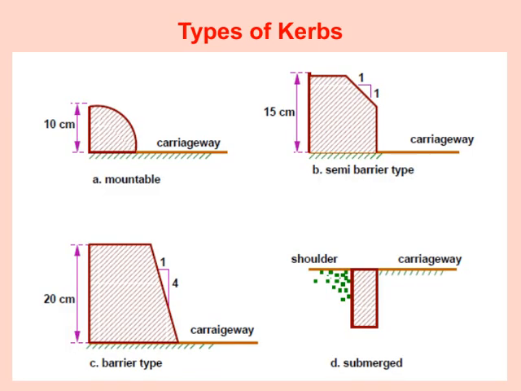Let's take a closer look at the different types of curbs. Curbs are an essential part of road design, serving both functional and aesthetic purposes. They help define the boundary between the roadway and footpath and also assist in managing water runoff. There are several common types of curbs, each suited to specific situations.